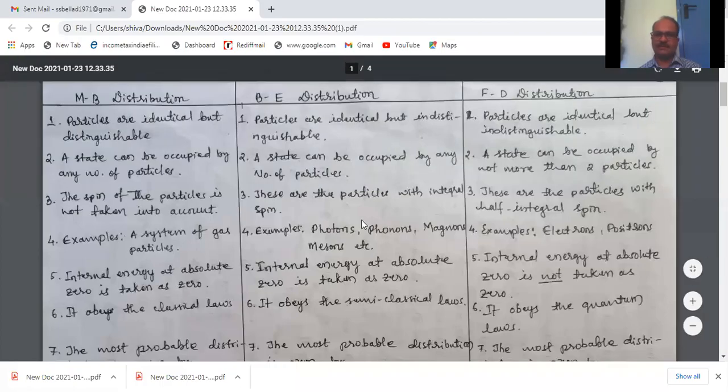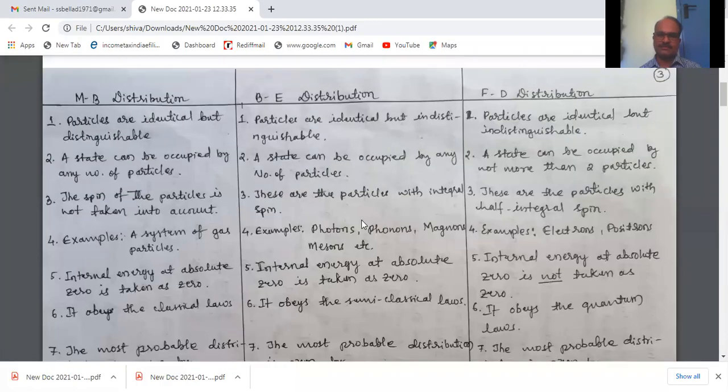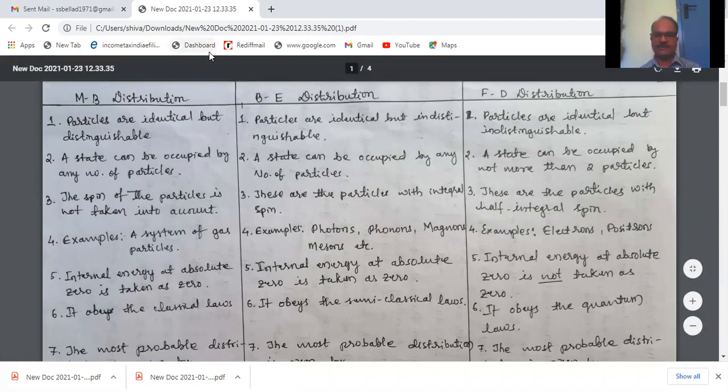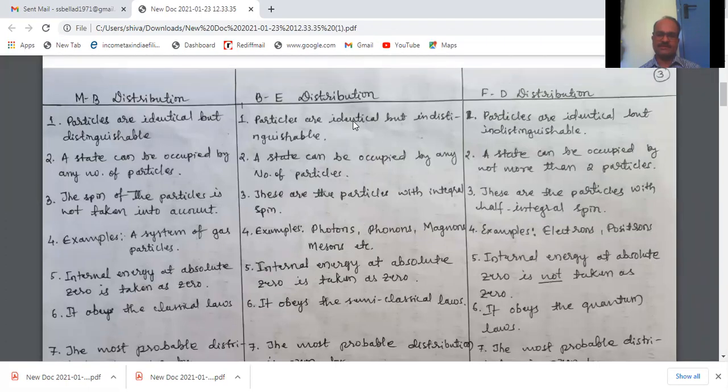Hello, student. Welcome to the statistical mechanics chapter. In this class, I'm going to derive the expression for Bose-Einstein distribution. In the last class, I derived the expression for Maxwell-Boltzmann distribution, and now I am going to derive the expression for Bose-Einstein distribution. So, these are the characteristics of the Bose-Einstein distribution.